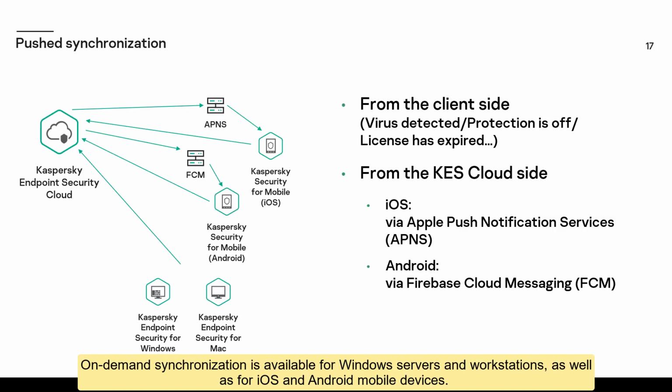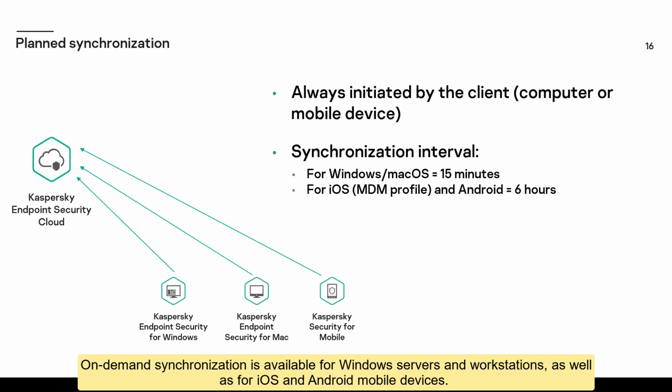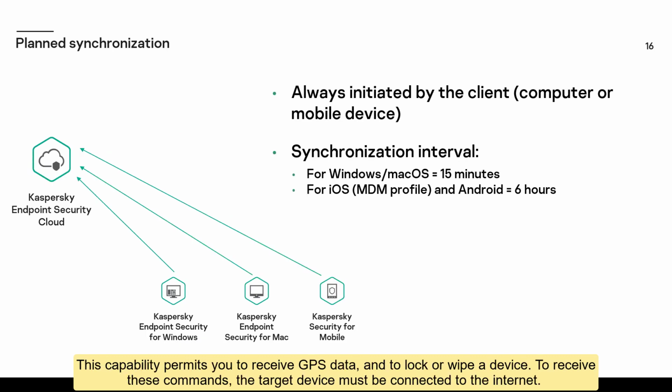On-demand synchronization is available for Windows servers and workstations, as well as for iOS and Android mobile devices. This capability permits you to receive GPS data, and to lock or wipe a device. To receive these commands, the target device must be connected to the internet.